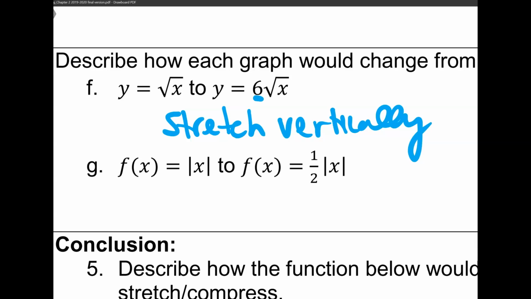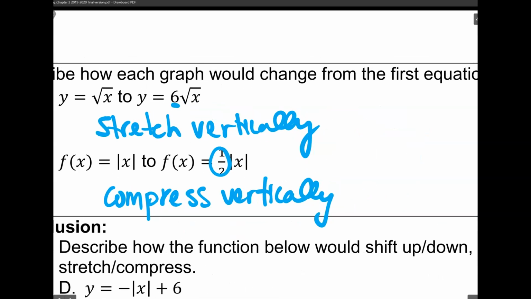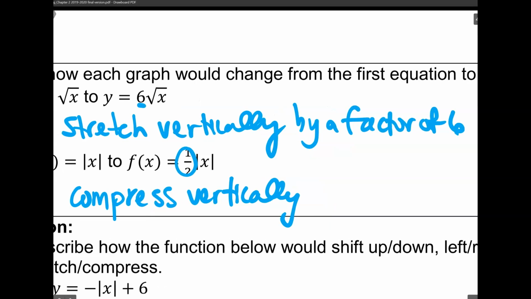So notice we've been working with numbers larger than 1 in front, but a half, what will a half do? Well, that's the same thing as dividing it by 2. So would it, I guess, compress vertically? Yep. So what you can say for the first one is stretch vertically by a factor of 6. And the second one, compress vertically by a factor of 2.